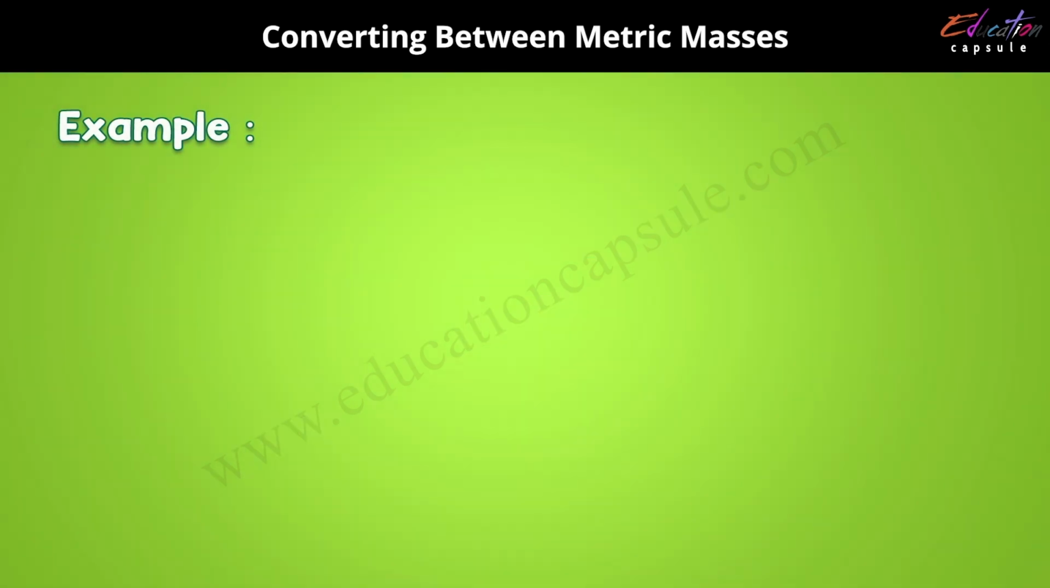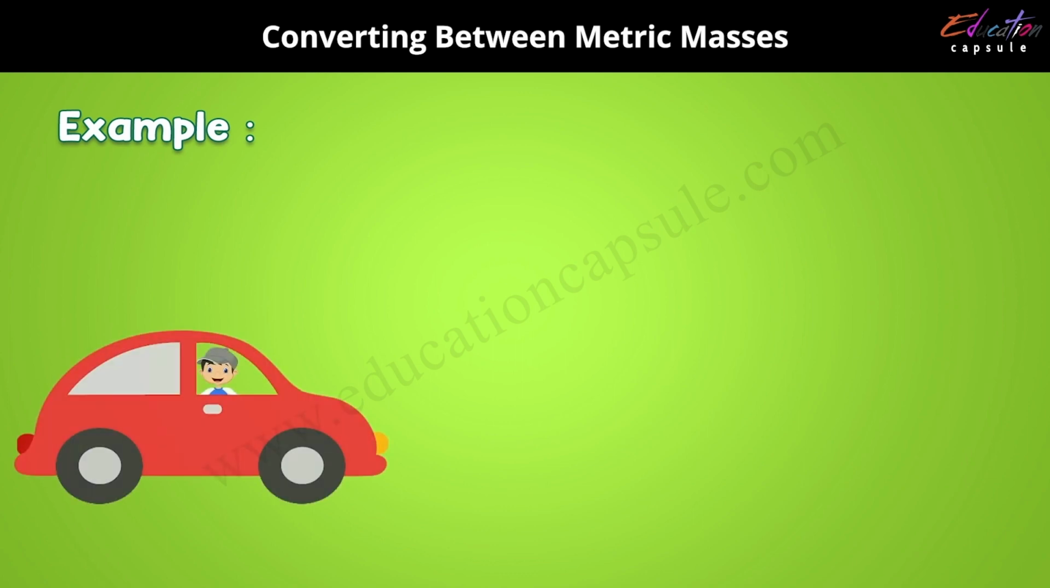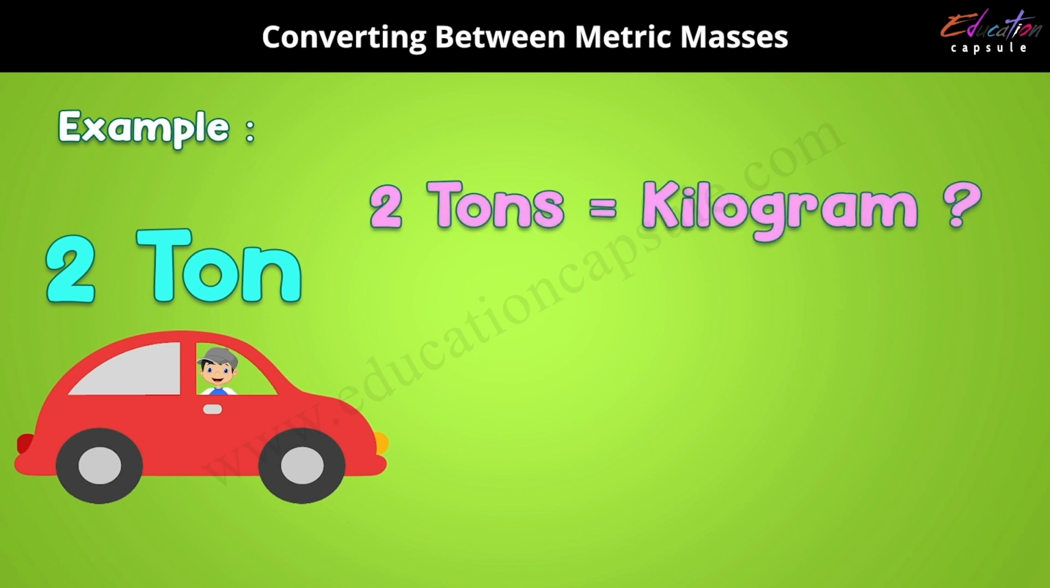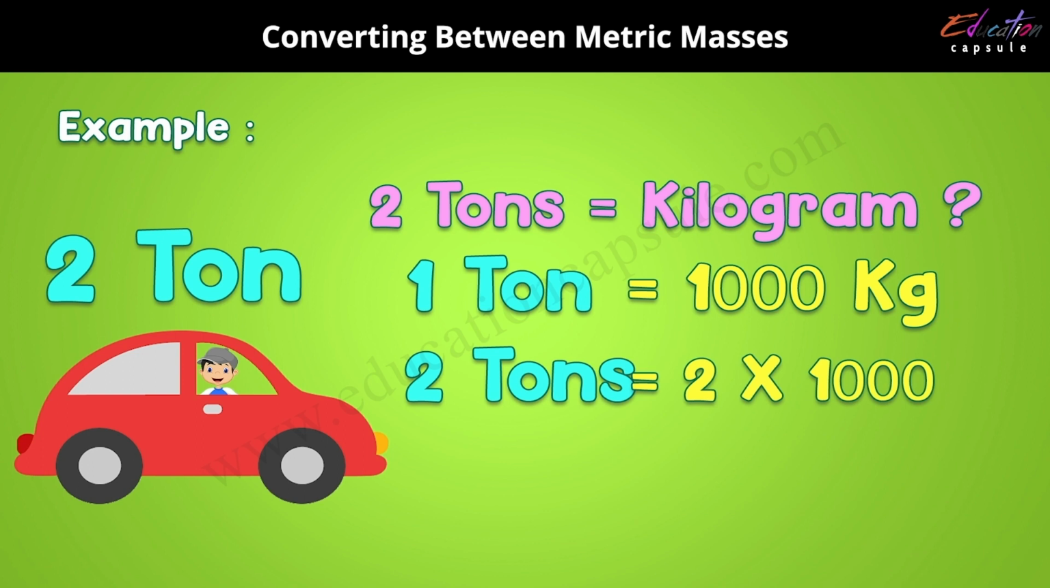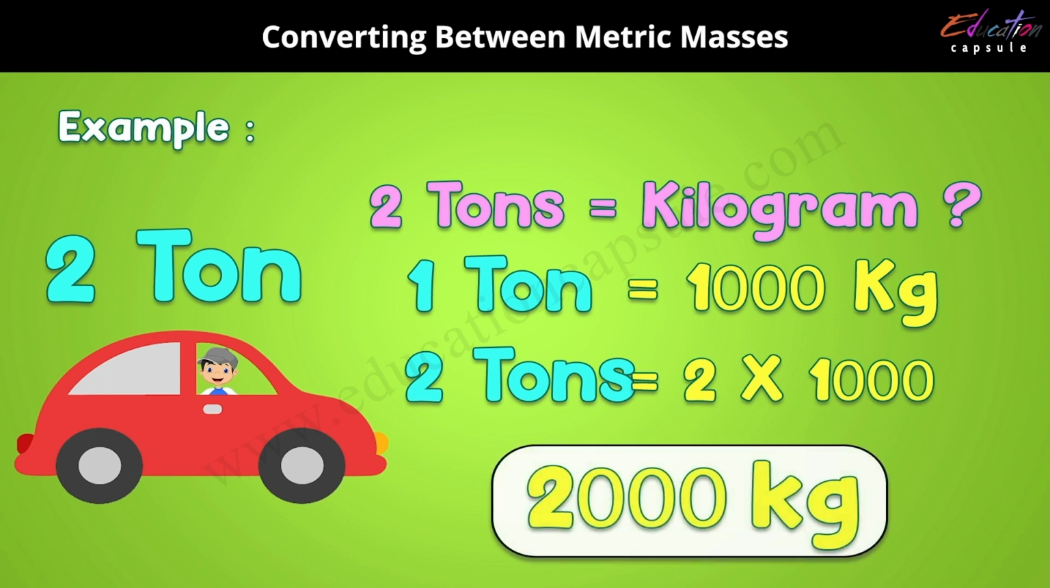Here is the second example. Noah bought a car weighing 2 tons. How much is the weight in kilograms? 1 ton is equal to 1000 kilograms. So 2 tons means 2 times 1000, which is 2000 kilograms. So the weight of the car is 2000 kilograms.